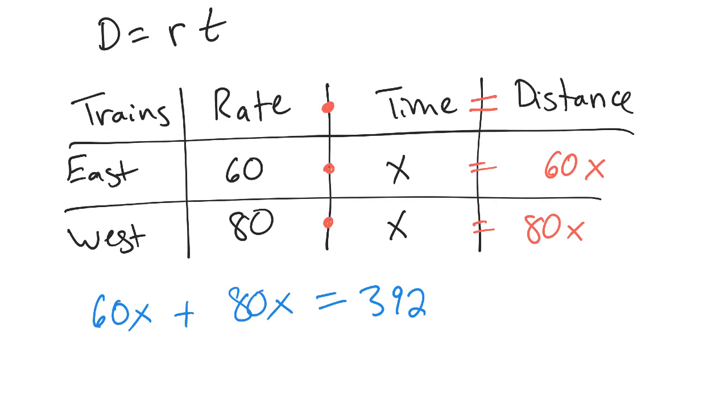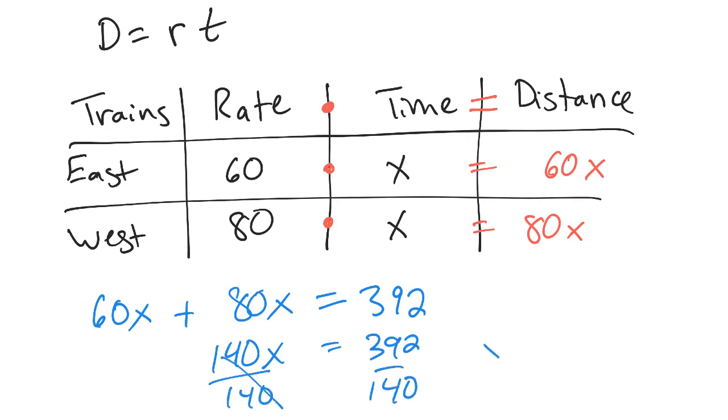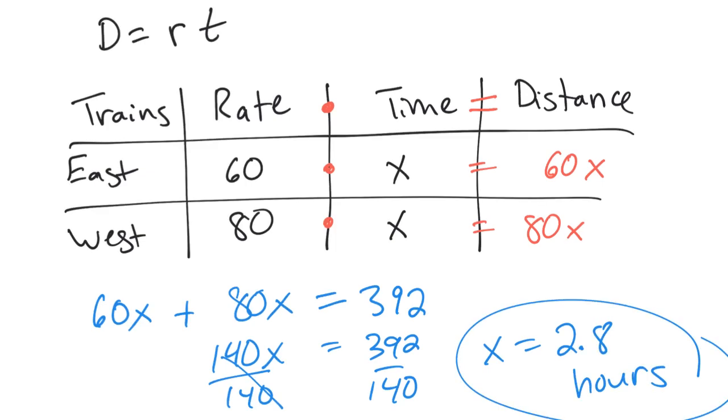Now we have a linear equation. We know how to solve this. 60x plus 80x, 140x, equals 392. Divide both sides by 140. So x is 2.8 hours. So the two trains are going to be 392 miles apart after 2.8 hours.